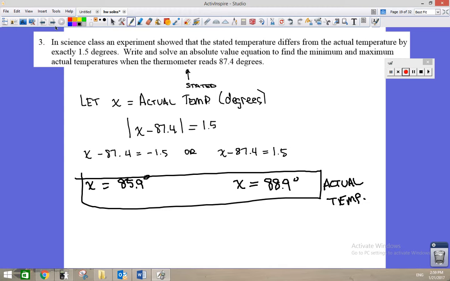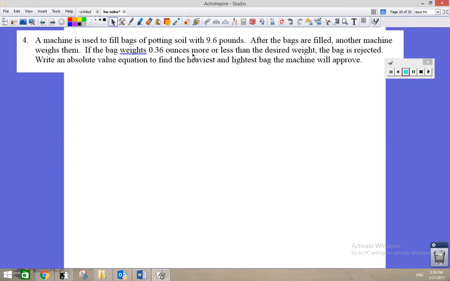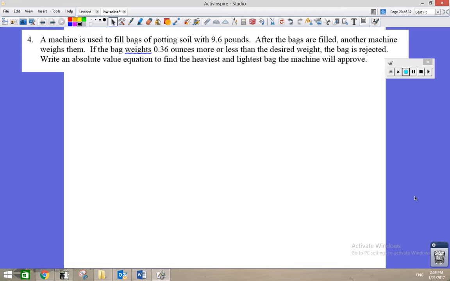Let's do the next one. All right, so we have a machine used to fill bags of potting soil with 9.6 pounds. After the bags are filled, another machine weighs them. If the bag weighs, that's misspelled, weighs 0.36 ounces more or less than the desired weight, the bag is rejected. Write an absolute value equation to find the heaviest and lightest bag the machine will approve.